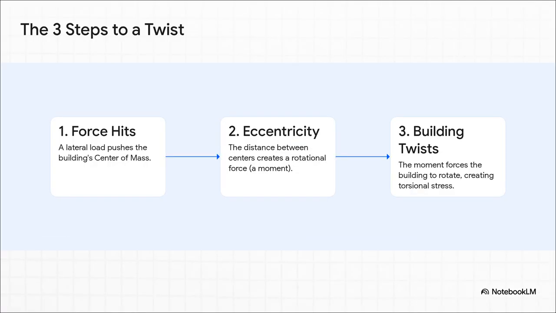So here's the chain reaction, broken down into 3 simple steps. 1. The lateral force hits the center of mass. 2. That distance between the two centers, we call that eccentricity. It acts just like a lever arm, and it creates a rotational force, which we call a moment. And 3. That moment forces the building to twist, which creates a ton of torsional stress. It's a domino effect. You have to stop before it starts.